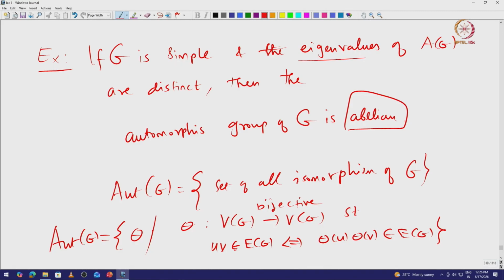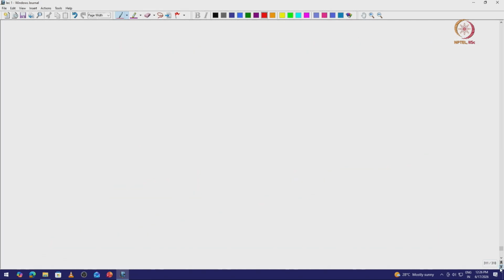Something stronger about the automorphism group can be derived just by imposing some conditions on the eigenvalues of A(G). So, that is what we are getting here. Okay. So, let us move on.